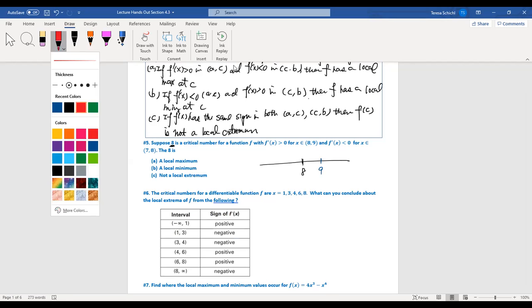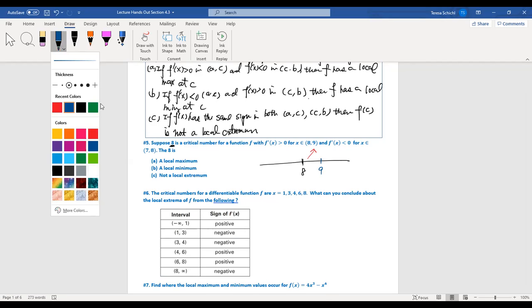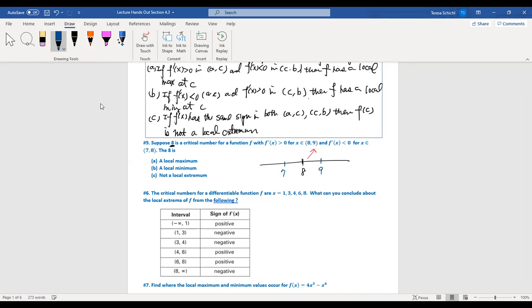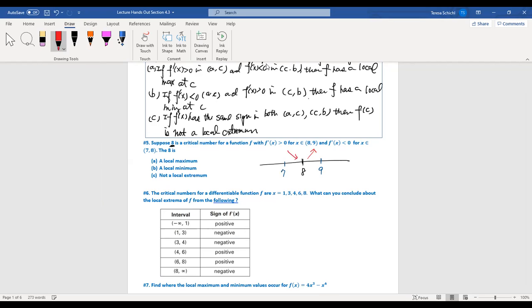That means I'm going to increase in here, right? Then for x from 7 to 8 here, it said f prime is less than 0. So that means the function is decreasing, right? So you have something decreasing, and 8 is a critical point. So you have decreasing, and then boom, it turns, right? Now this is the 8. So what is this one? It's a local minimum here.